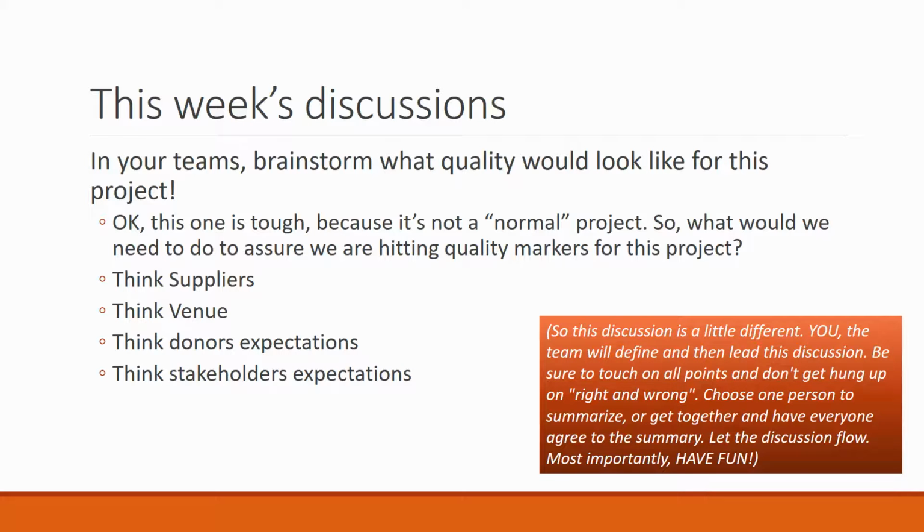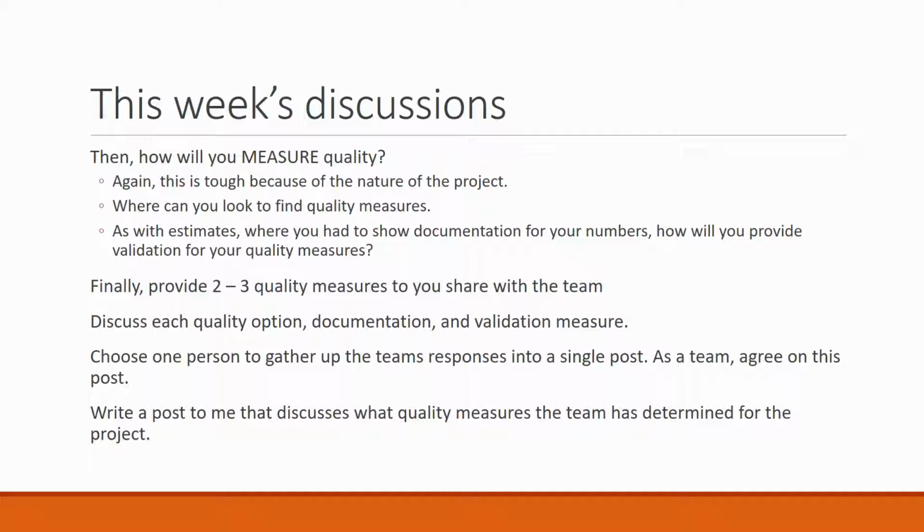Also think about your stakeholder expectations. Once you've done that, how are you going to measure quality? We're first going to define the areas that we're going to look at and the metrics that we're going to see, and then how are we going to measure? Again, it's tough simply because of the nature of our project. Where would we go to find quality measurements for a party or a gala of our level? And then, as with any estimate where you had to show your documentation for your numbers, how are you going to validate your quality measures? It's all about validation.